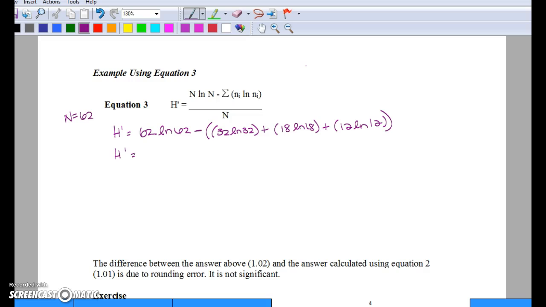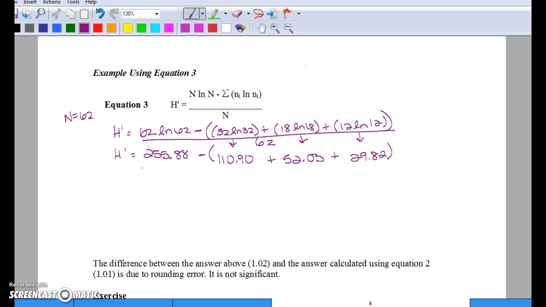So then let's continue to simplify. H prime, 62 times the natural log of 62 gives us 255.88 minus, then we can do each of these individual ones, and we get 110.90 plus 52.03 plus 29.89. Or sorry, 0.82. And we did these calculations ahead of time to make sure that we had plenty of time to show you the manipulation. And then I've actually left off here that all of this is going to be divided by 62. Let me add that in. 62.